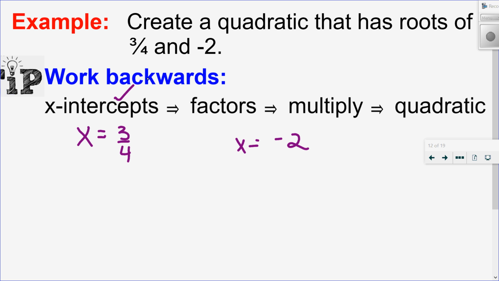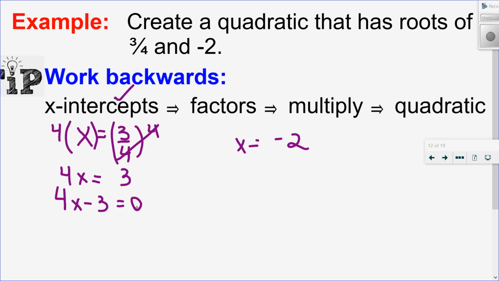So I've done my x-intercepts. Now I'm going to change them into factors. So over here, I'm going to multiply both sides by 4 because factors don't have fractions. So I have 4x equals 2, 3, and then subtract 3 from both sides, and I get 4x minus 3 equals 0. Over here, all I have to do is add 2 to both sides. So now I've got my factors.